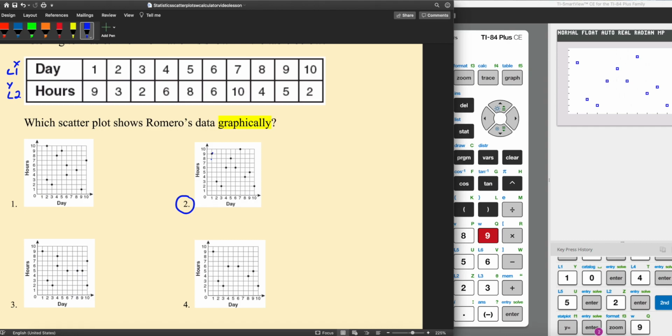So guys, that's basically it for scatter plots, okay? Hopefully you downloaded the worksheet and the lesson so you could follow along and practice these problems.